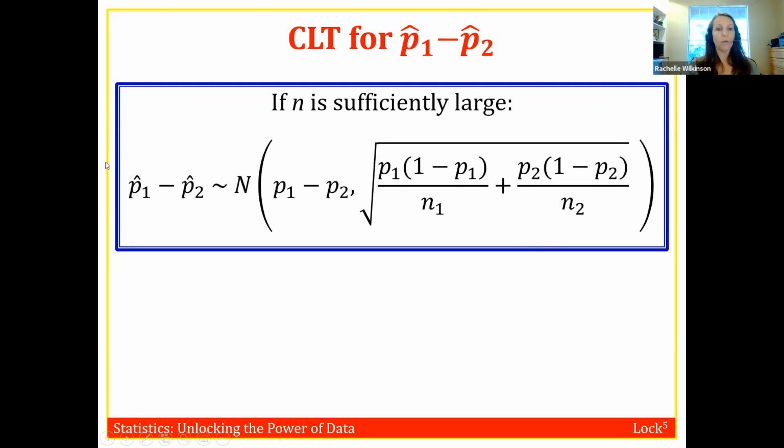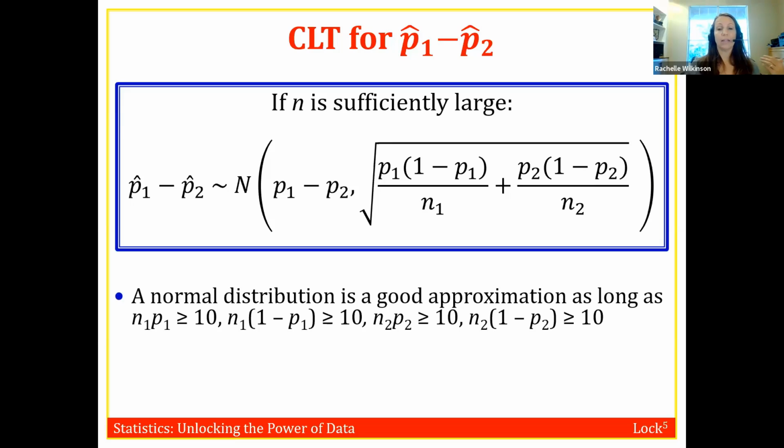However, we do know that the distribution of p hat 1 minus p hat 2 is approximately normally distributed. The mean is equal to the parameter value, so the actual difference between p1 and p2. And then, of course, this is the same standard error formula that we looked at before. So this just means that we are going to be able to use that normal approximation as long as our sample size is large enough. And now we're dealing with 2 samples, which means we have 2 sample sizes, 2 sample proportions. So everything gets just a little bit more complicated.